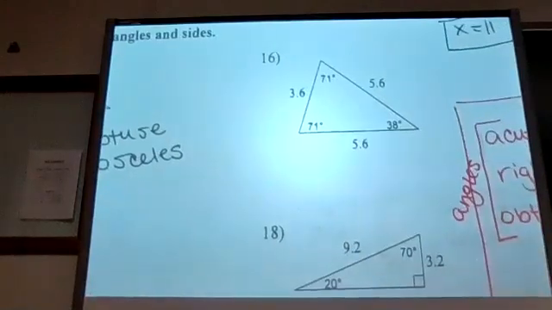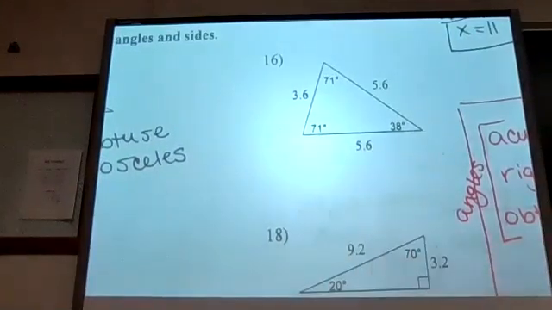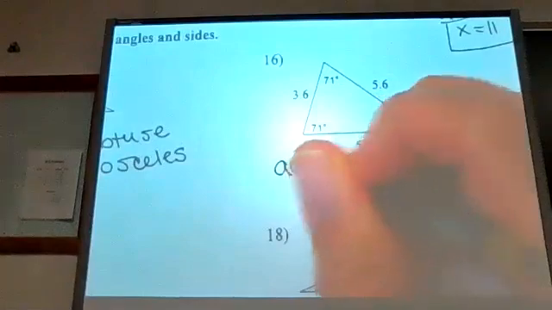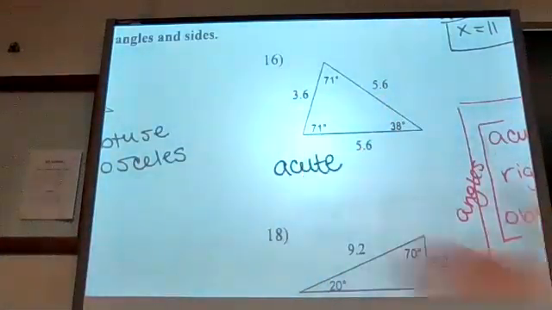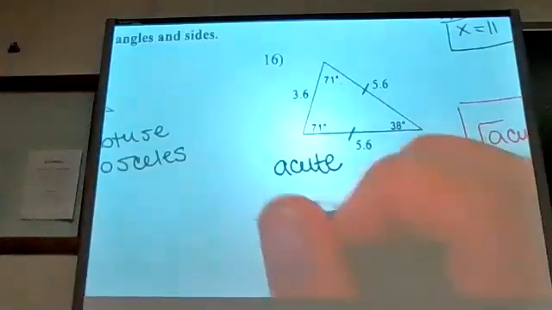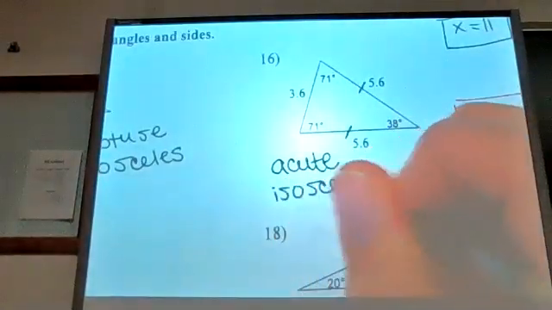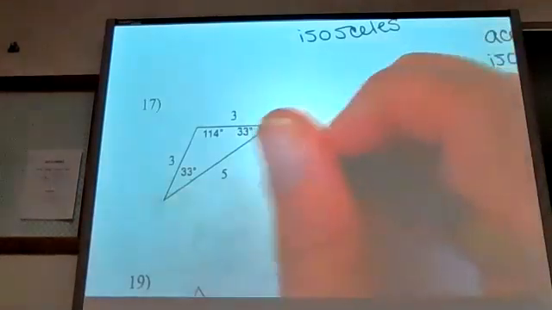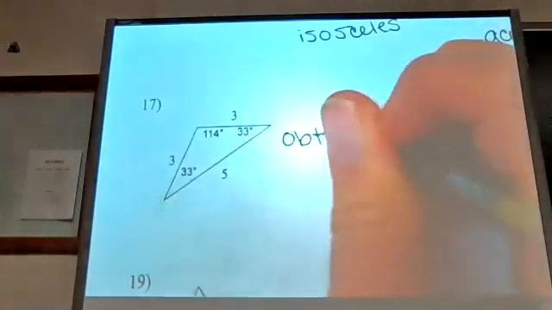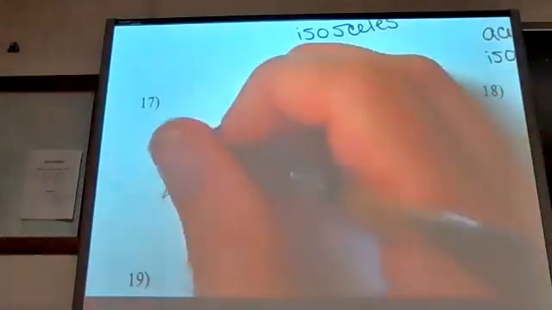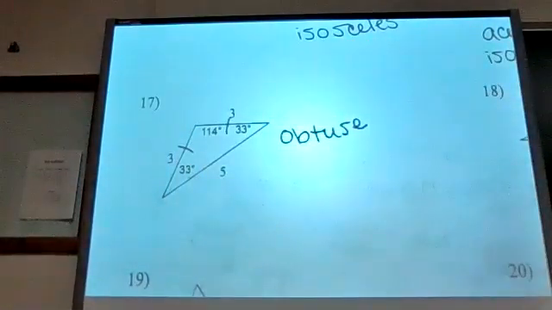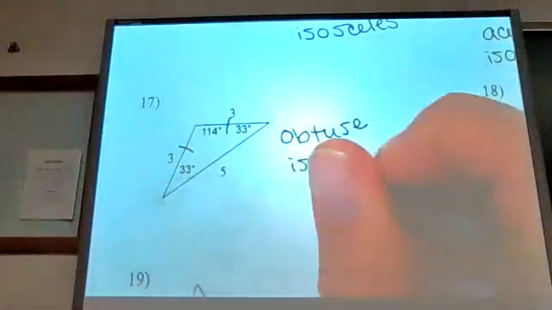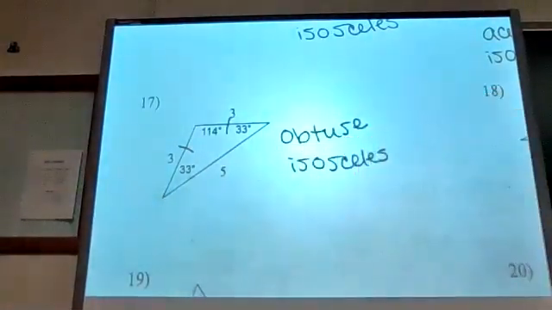On 16, choose one from the angle description. What type of angles does this triangle have? Acute. And choose one from sides. Isosceles, because these two sides are both 56. It's an acute isosceles triangle. Choose one from angles on 17. Obtuse. And sides. Isosceles. That's annoying. Are these all isosceles? No. A lot of them are though. Most are. That's annoying that I did that.